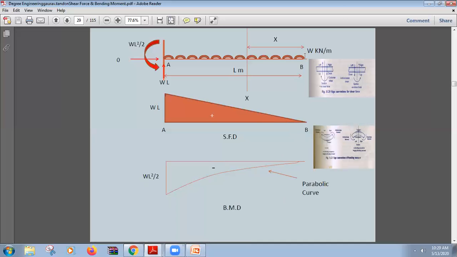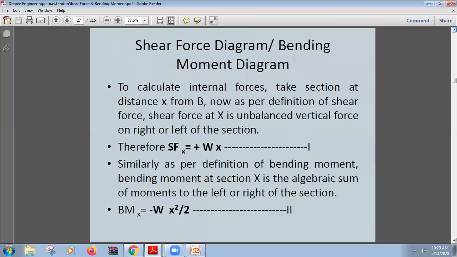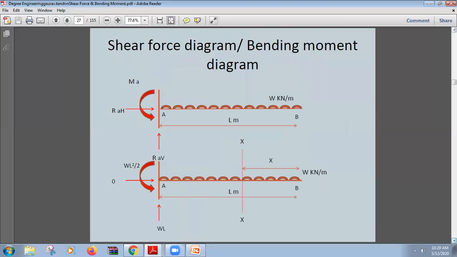So we can see that at this point the load is zero, and the load keeps on increasing up till this point. But you can see this is a quadratic equation. Bending moment, we have got a quadratic equation, WL square by 2. So you can see here, bending moment is W into x square by 2 for that particular section, and this way WL square by 2. So this is a quadratic equation.